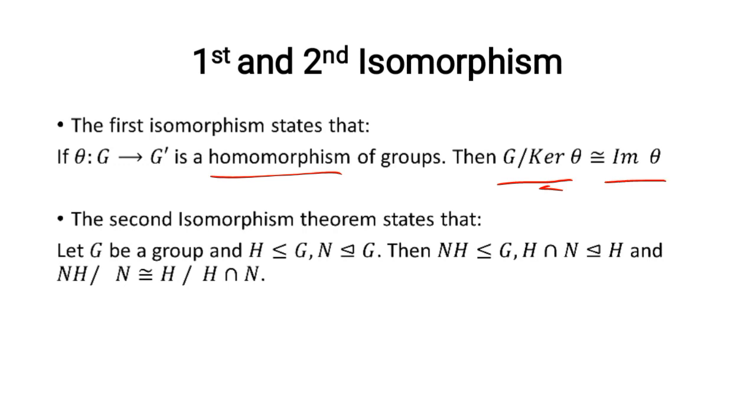The second isomorphism theorem that you will need to be able to state says that if you have G to be a group and H to be a subgroup of G, and G has a normal subgroup N, then the product NH is a subgroup of G, and the intersection of H and N is normal in H. Furthermore, if this happens, you have that the product NH modulo N is isomorphic to H modulo H intersection N. So you need to be able to state these theorems by heart.